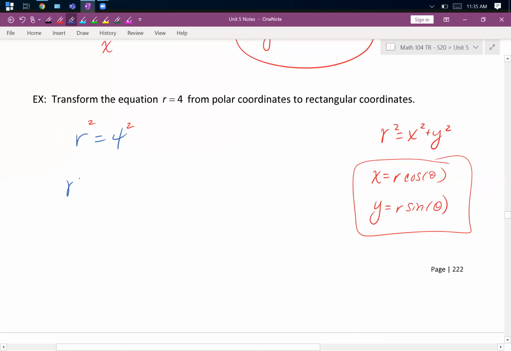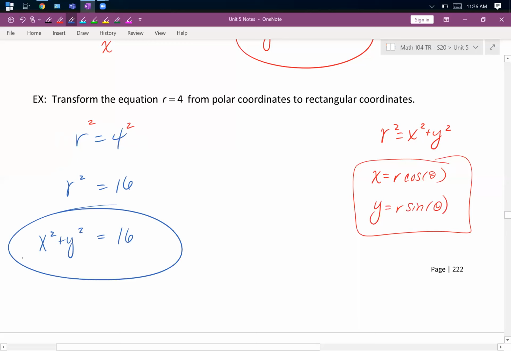But if it's an equation, as long as we do it to one side, we can do it to the other side. So this turns into r squared equals 16, and now we can substitute x squared plus y squared in for r squared. We get x squared plus y squared equals 16. A circle again, centered at the origin, radius of 4.